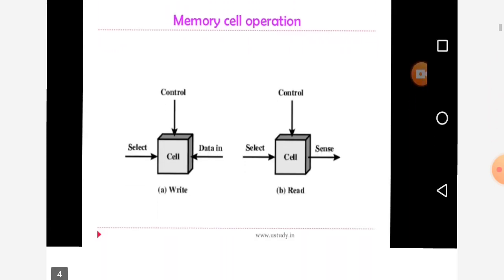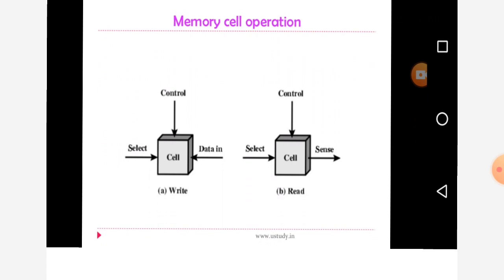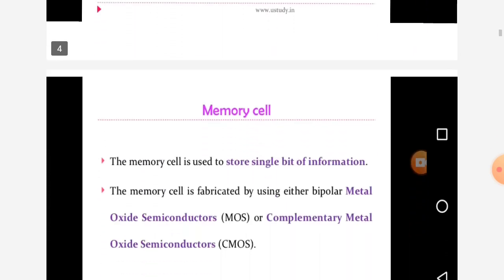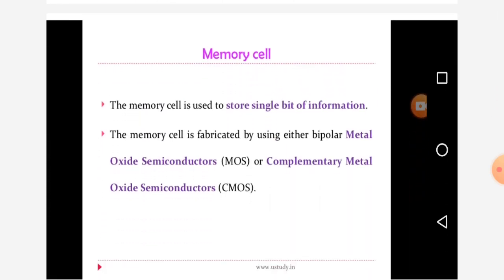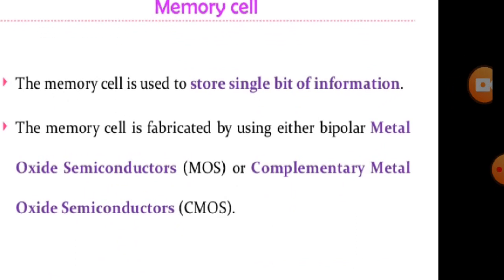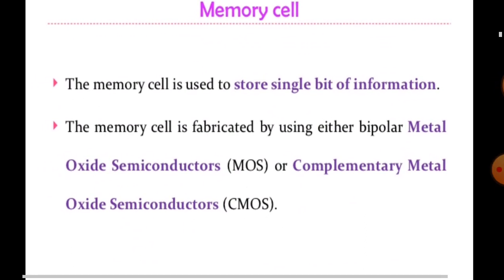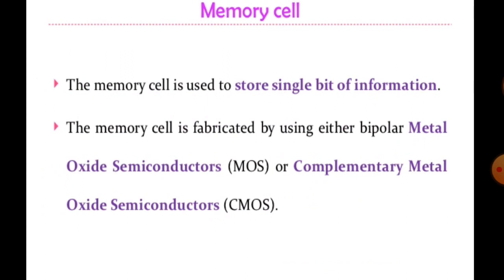Next, you can see memory cell operation. Each cell has commands, that is select command, data in command, control command. So you can read as well as write into memory. And what is a memory cell? A memory cell is used to store single bit information. The memory cell is fabricated by using either bipolar, metal oxide semiconductor, that is MOS, or complementary metal oxide semiconductor, or CMOS.